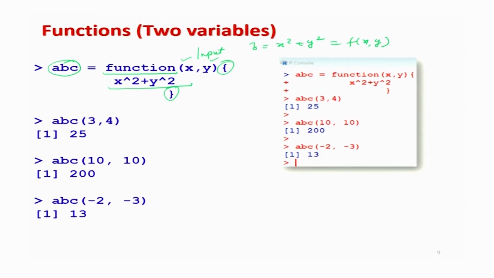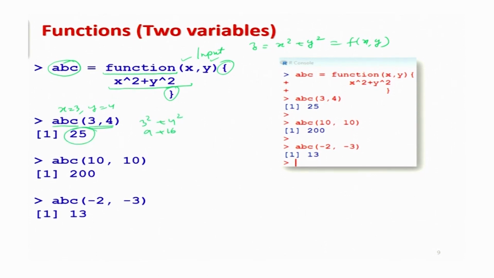And now, if you try to execute it on the R console, what do you have to do? You simply write ABC, and if you want to execute it for x equal to 3 and y equal to 4, then you write ABC within the parenthesis 3 comma 4. So, this will become 3 square plus 4 square, which is 9 plus 16 equal to 25.